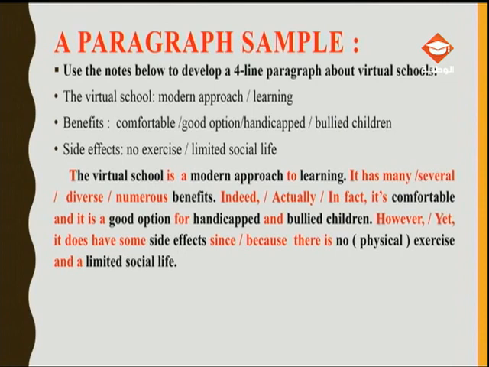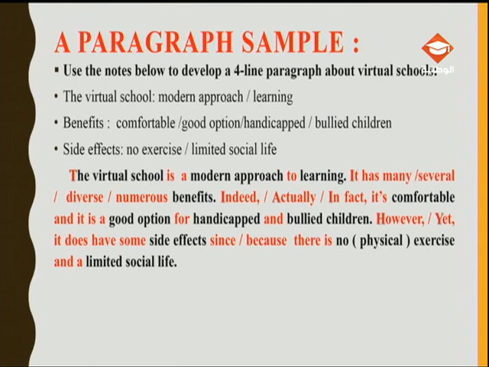It's comfortable. You see, after comfortable, you have a slash. Therefore, we need something. And it is a good option, then the slash is replaced by the preposition for, a good option for handicapped, not just handicapped, but also bullied children. Therefore, we replace the second slash by and, for handicapped and bullied children. That's all for this sentence.